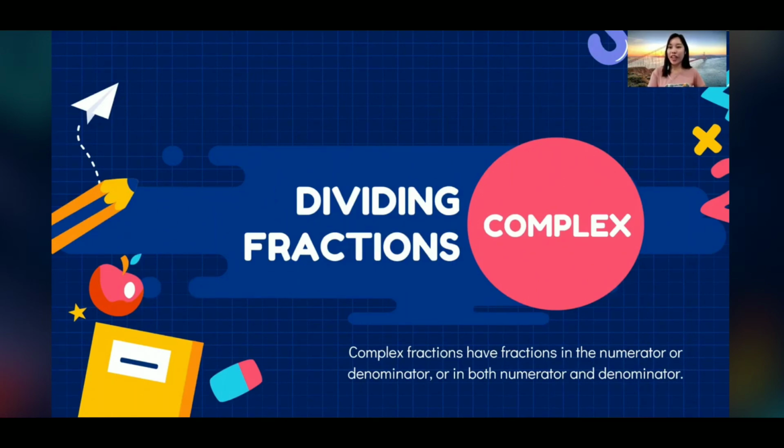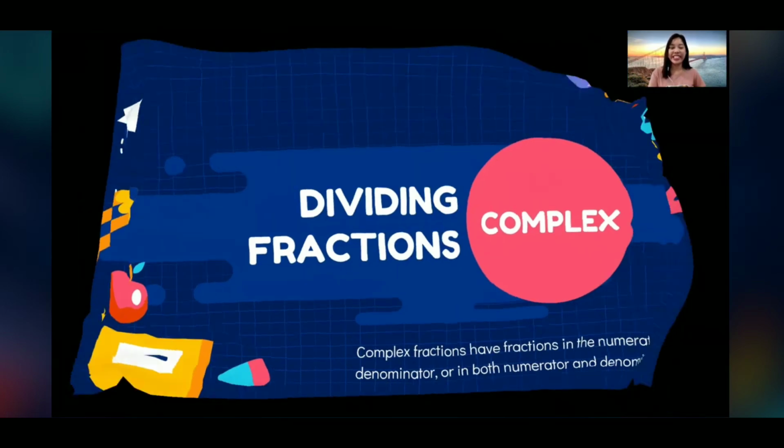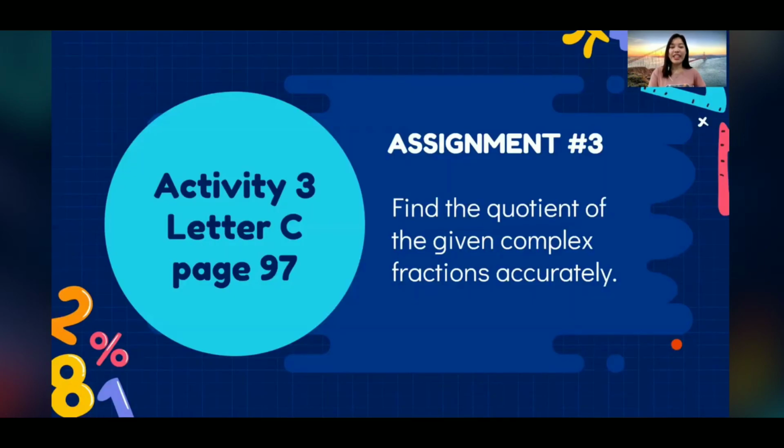For questions or clarifications, don't forget that I am always ready to help you, even virtually. For your assignment, number 3, find the quotient of the given complex fractions accurately. This one is Activity 3, letter C, on page 97 of your math book.